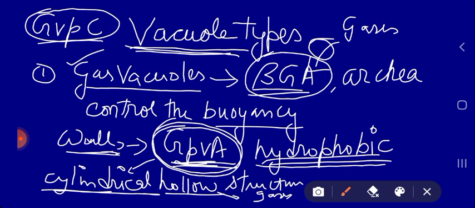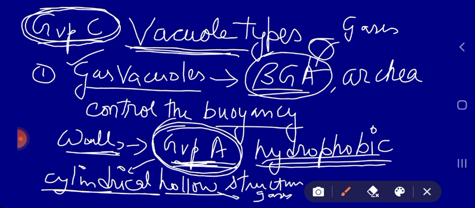There is also another type of gas vesicle protein called GVP. Sorry, I wrote it incorrectly before. It will be GVP: G for gas, V for vesicle, and P for protein. So, gas vesicle protein A and gas vesicle protein C.